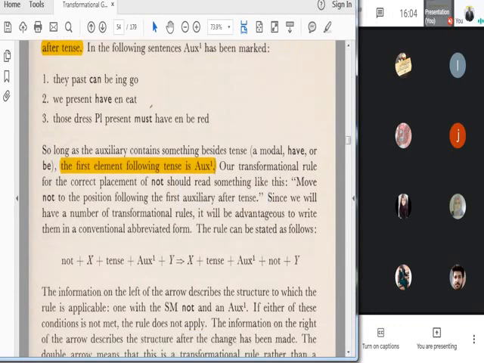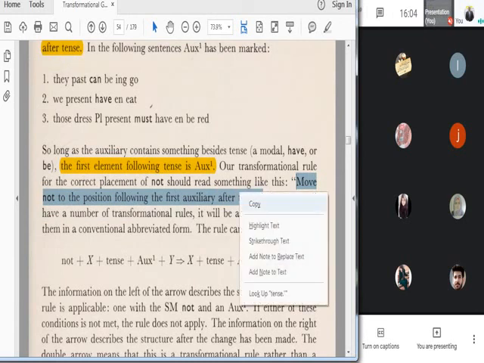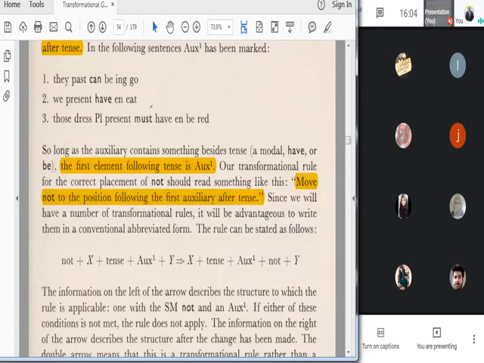Our transformational rule for the correct placement of not should read something like this. Move, this is the transformational rule between the inverted commas: move not to the position following the first auxiliary after tense. So when do we move not to the position following the first auxiliary after tense? When do we do this? In the surface or the deep?